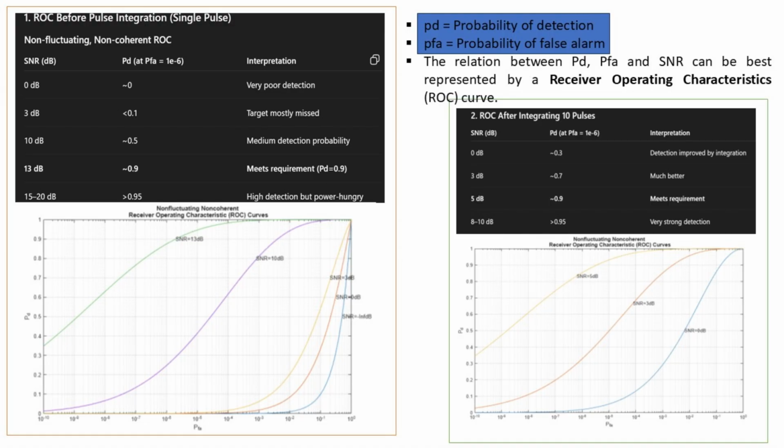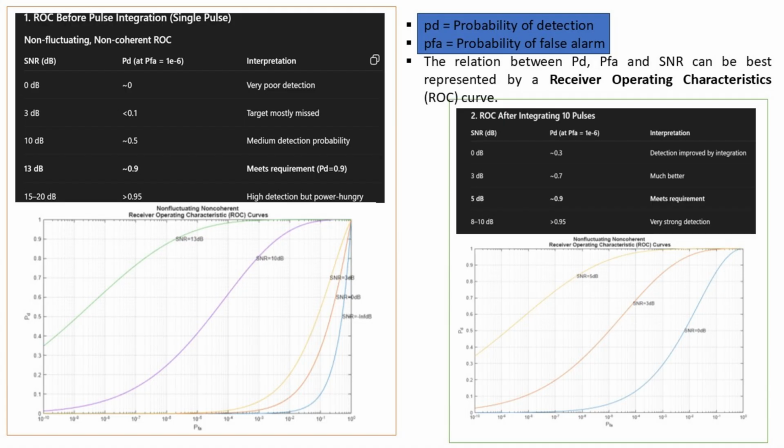Intuition: combining returns from several pulses makes the weak target signal stand out better from noise. Pulse integration helps. Simple explanation: integration sums signal energy across multiple pulses while the noise, being random, partly averages out. That increases the effective SNR at the detector output.